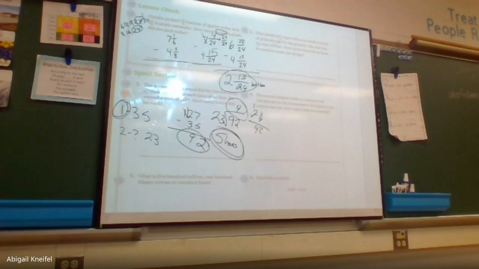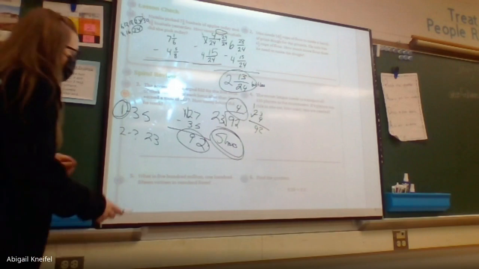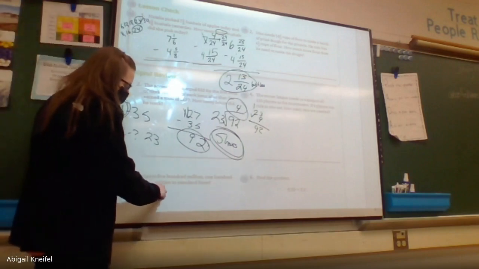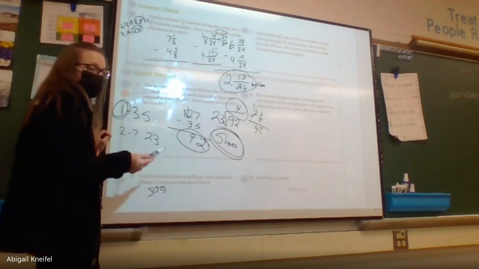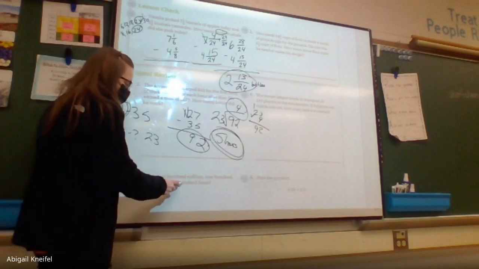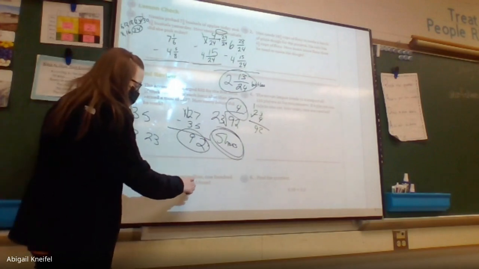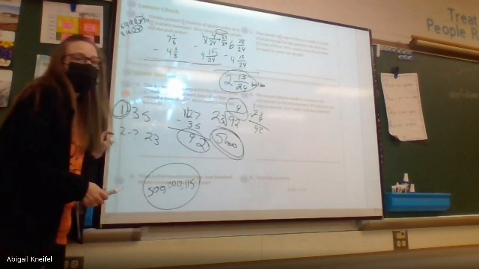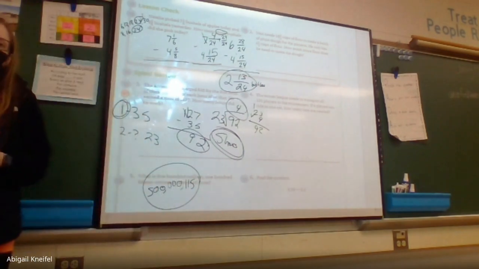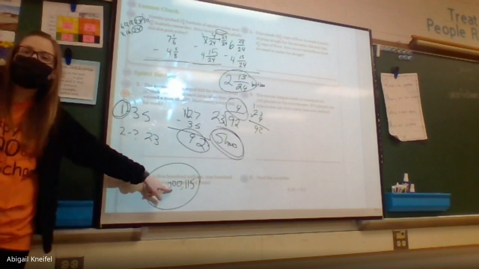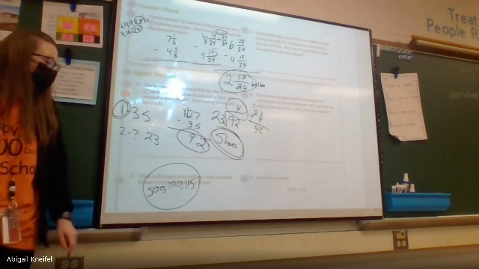And last but not least, write 500,000,115 in standard form. So 500 million is a 5, 0, 0, comma, there's nothing in the thousands, but they still need place value, 0, 0, 0, comma, 115. That is that number written in standard form. 500 million, nothing in the thousands, 115. There's nothing in the thousands, but they still need placeholders.